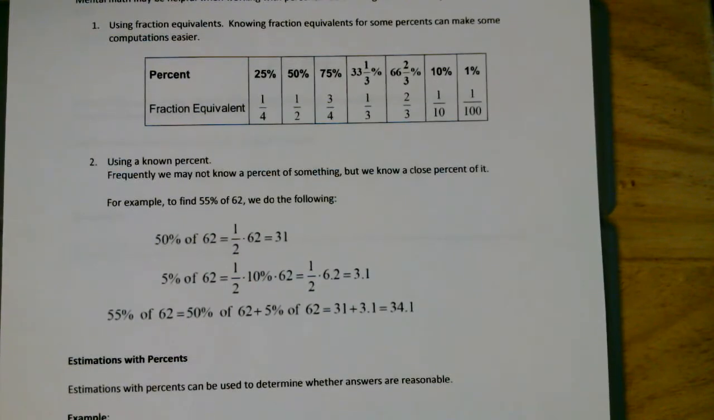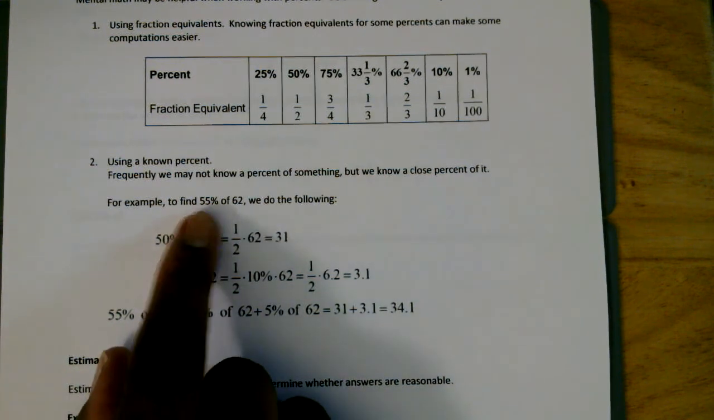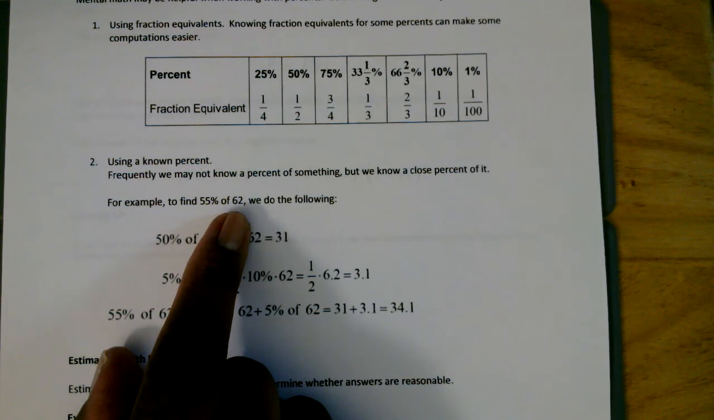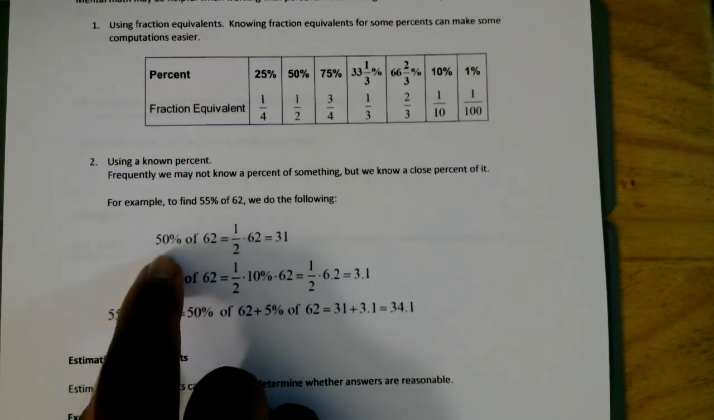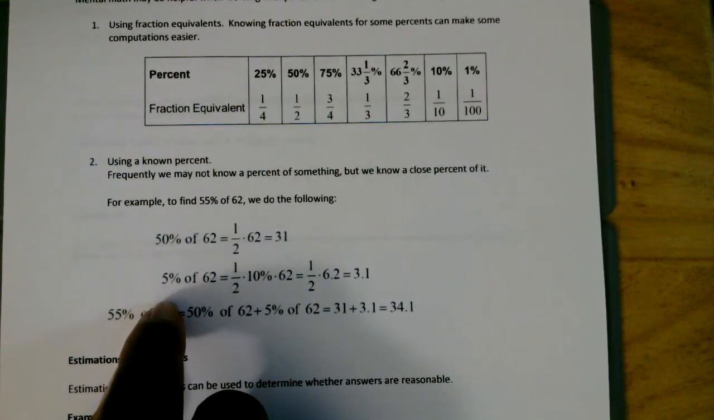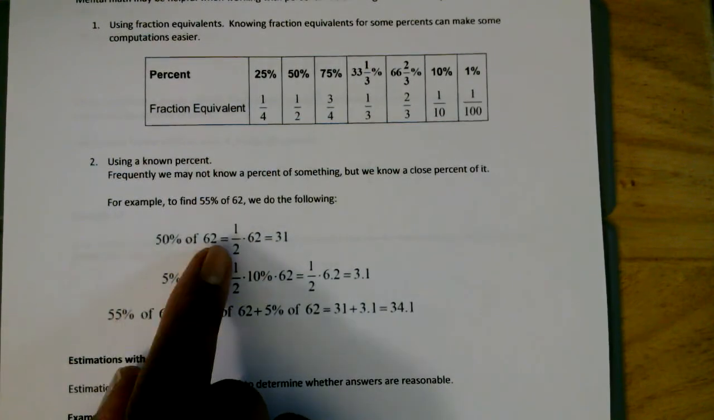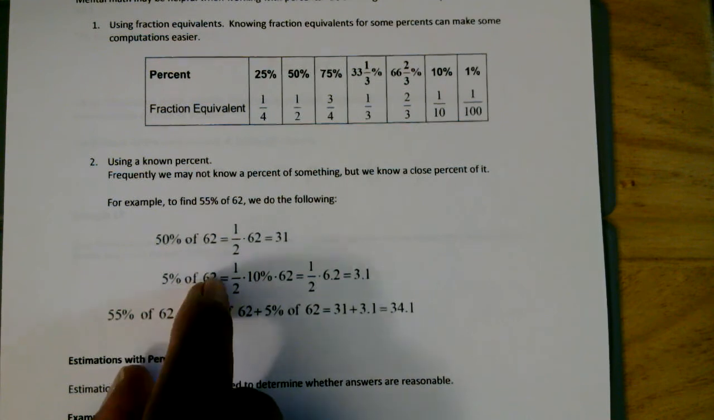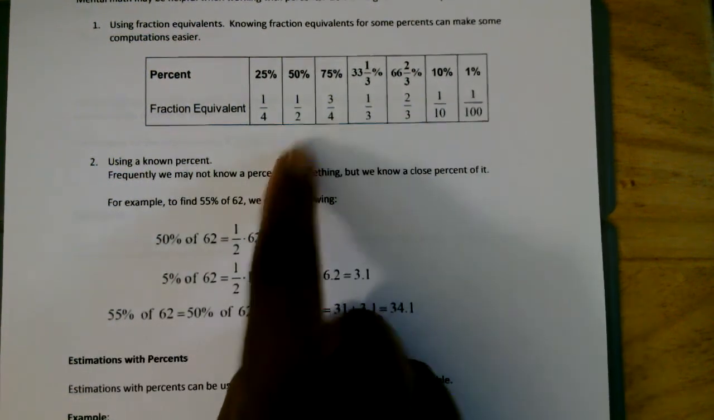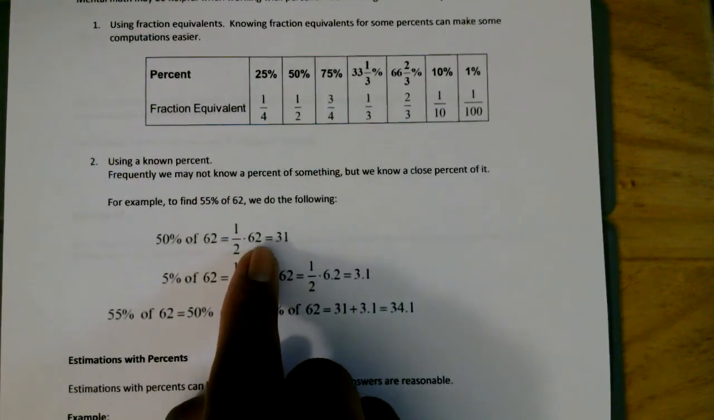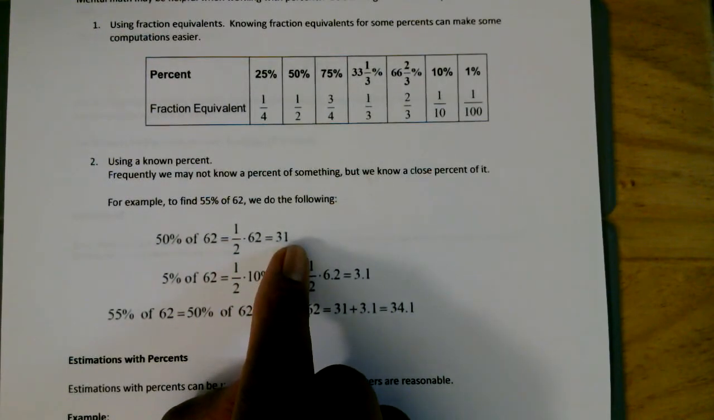There are times that we might not know a percent of something, but we know a close percent of it. Like in this case here, 55% of 62. We can break 55% up as 50% and 5%. We can find 50% of 62 and then find 5% of 62. Well, 50% is equivalent to 1/2, so we can do 1/2 of 62, which is 31.